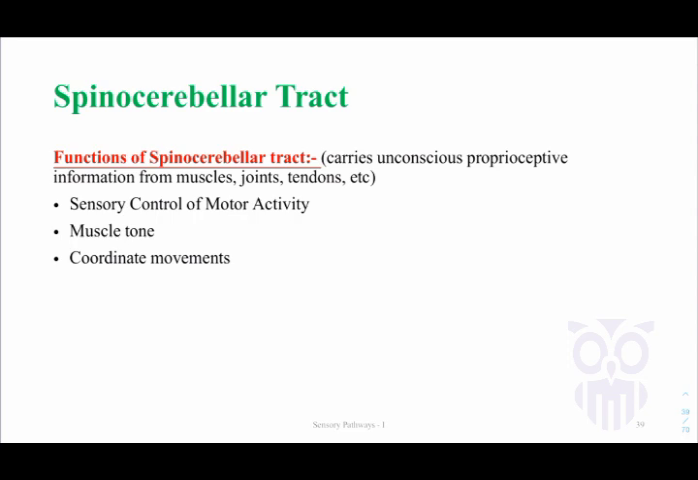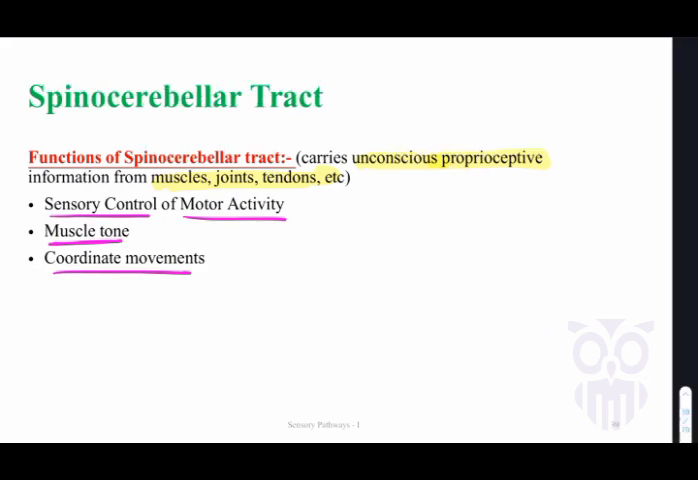What are the functions of the spinocerebellar tract? It contains unconscious proprioceptive information from muscles, joints and tendons. And what does it do? Sensory control of motor activity, muscle tone and coordination of movements. Just make a note of this. This is also an important exam question, the spinocerebellar tract.